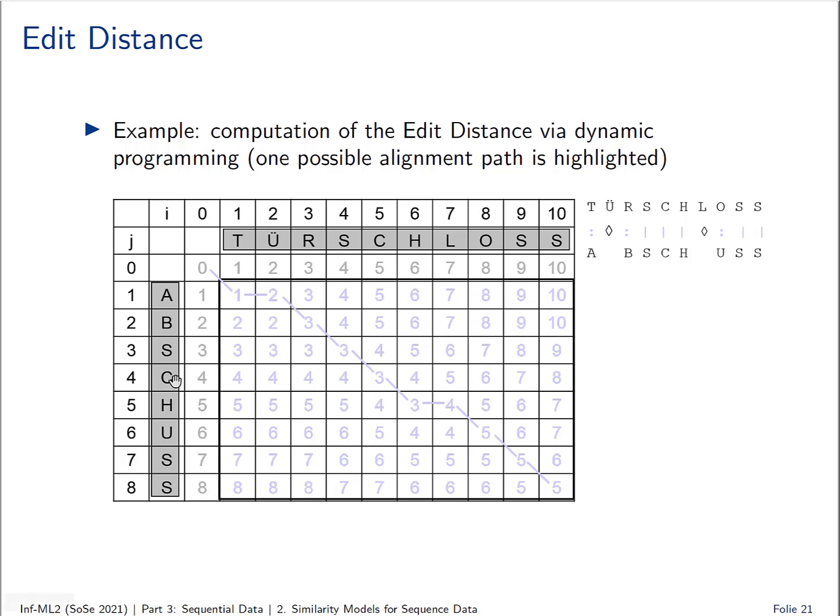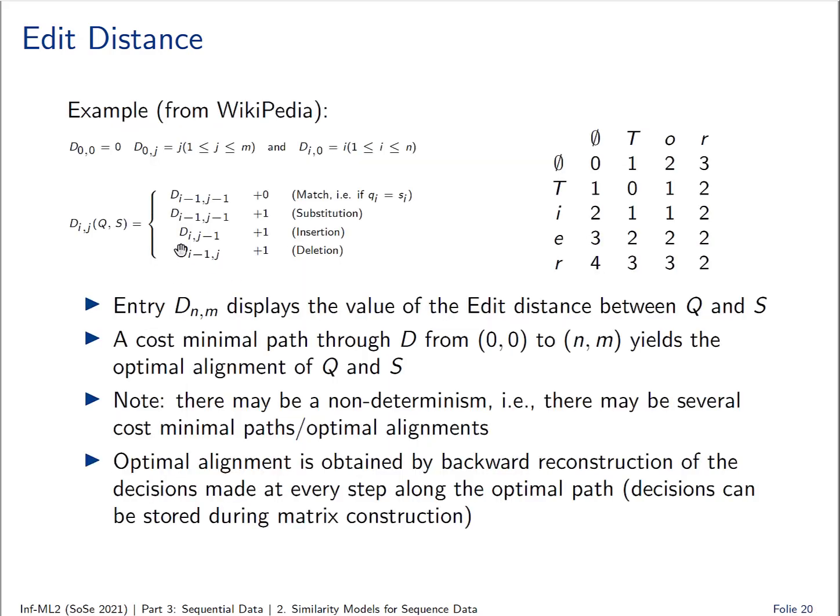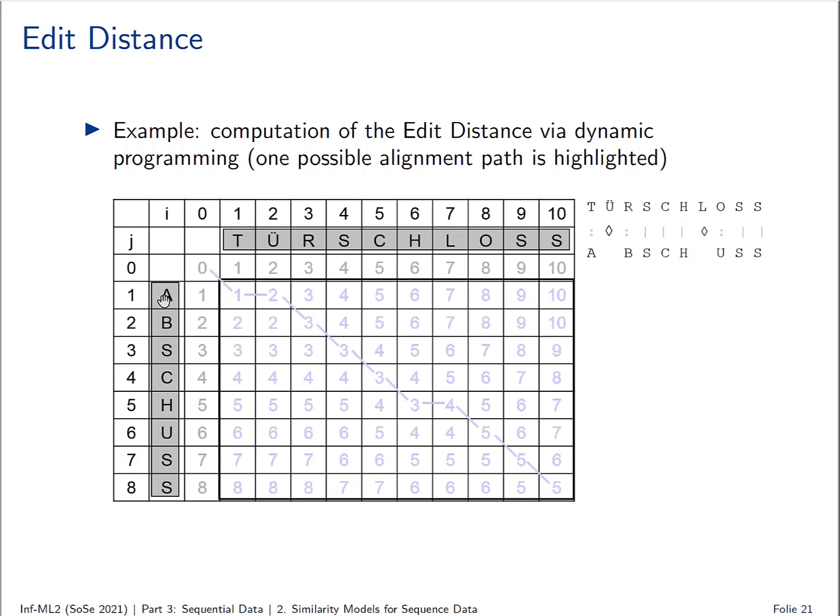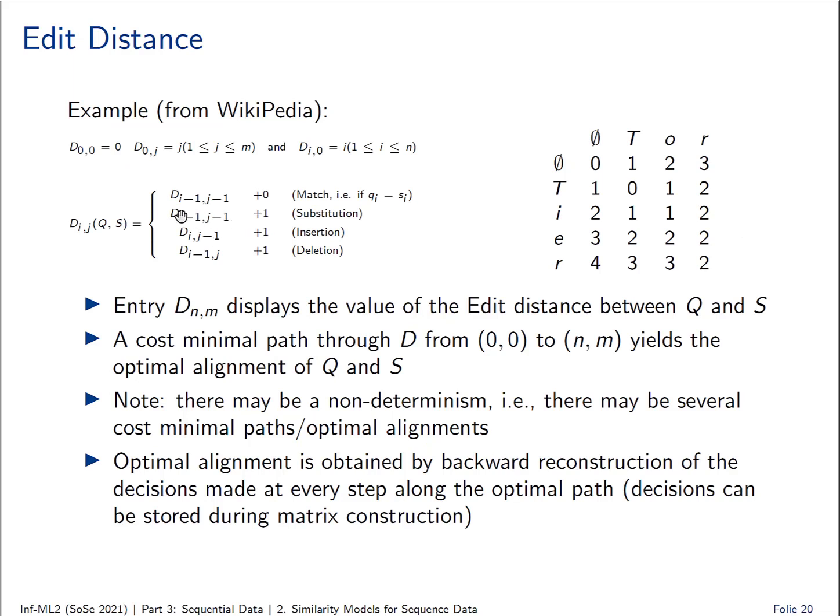So that is the trivial thing, and then we can construct the next elements of the next column and the next row. So for example, this one here can be computed from this one here. And that is actually a substitution, T by A. T is substituted by A in order to transform Türschloss into Abschluss. So in that case, this would add 1 to the diagonal element here. So that is this case here. That is a diagonal step, so to say.